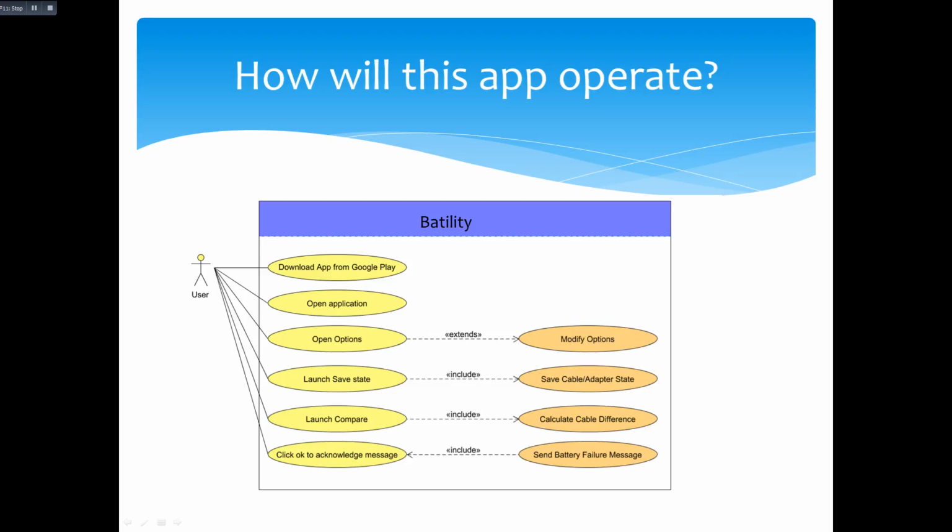Other features that I plan on including are a warning message for battery failures. So it'll message the user if the state of the battery is in failure. And then I want another feature to message the user if their device isn't compatible. So if it's using an older version of Android.